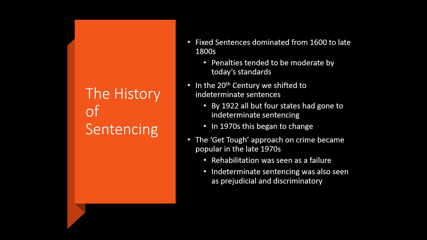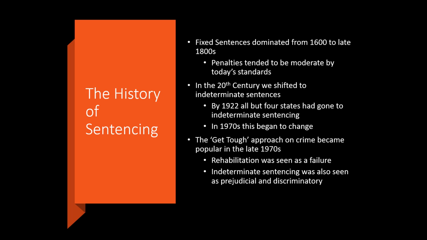In the 20th century, we shifted to indeterminate sentences. We gave more power to the judges, I think in part because we began to develop a larger group of very well-educated judges. We'd always had that, but now we trusted them. And by 1922, this is how fast it happened, all but 4 states in the United States had gone to indeterminate sentencing. They left it up to the judge. Now, the judge would often have guidelines between 1 year and 10 years, but they'd let the judge say 10 or 1. In the 1970s, this began to change, particularly the late 70s.